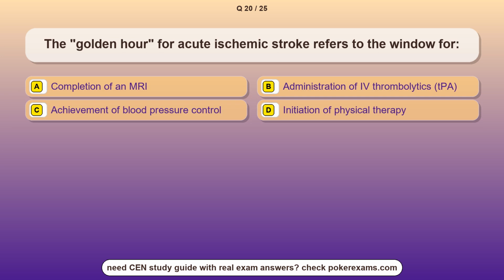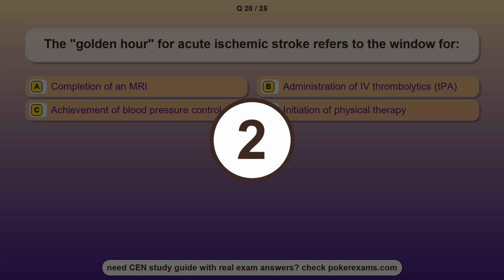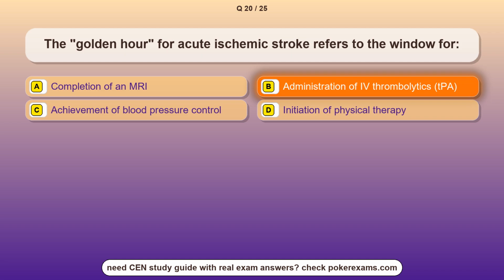Question 20. The golden hour for acute ischemic stroke refers to the window for: Option A. Completion of an MRI. Option B. Administration of thrombolytics, tPA. Option C. Achievement of blood pressure control. Option D. Initiation of physical therapy. The correct answer is option B. Administration of thrombolytics, tPA.